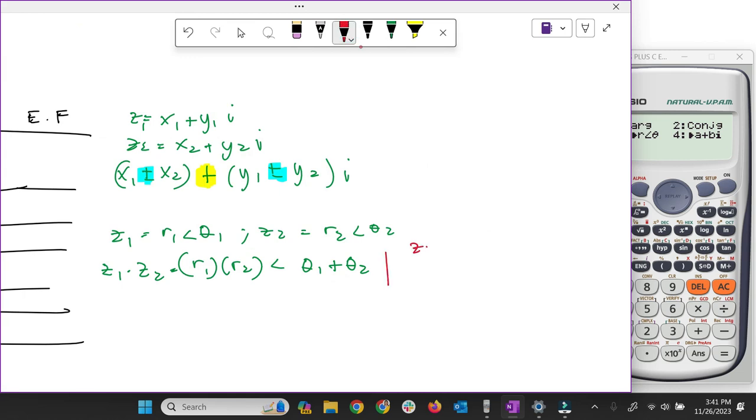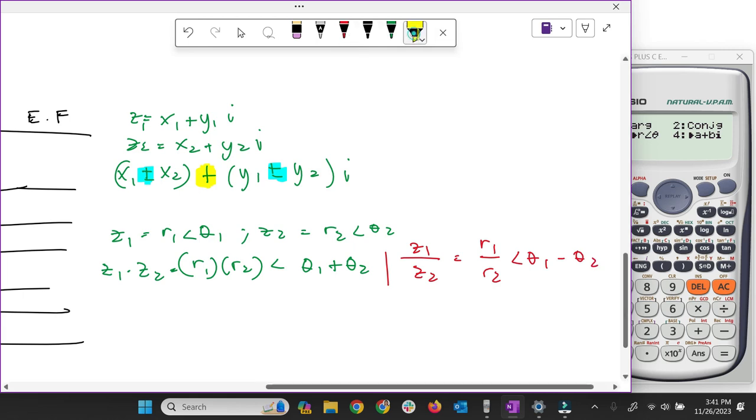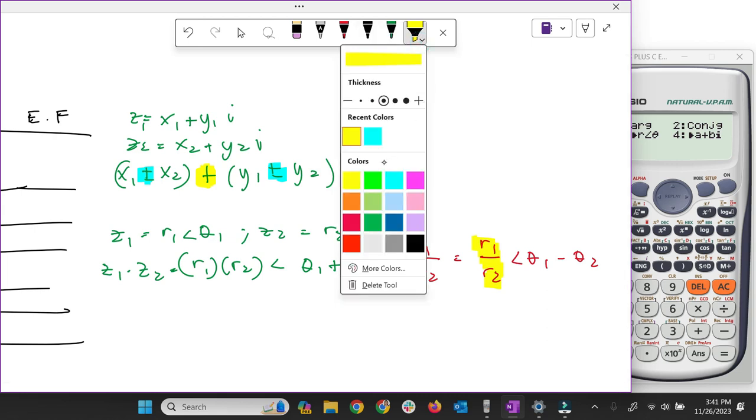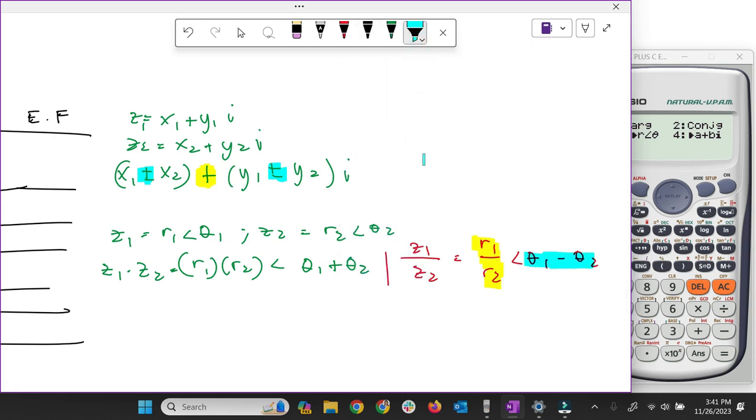So, for example, z sub 1 divided by z sub 2. Again, you perform the actual operation sa real number. So, this will be r sub 1 divided by r sub 2. And then you perform the counterpart operation dun sa angles involved. So, this will be angle 1 minus angle 2. So, sa real number ay actual, and then sa angle performed is the counterpart.